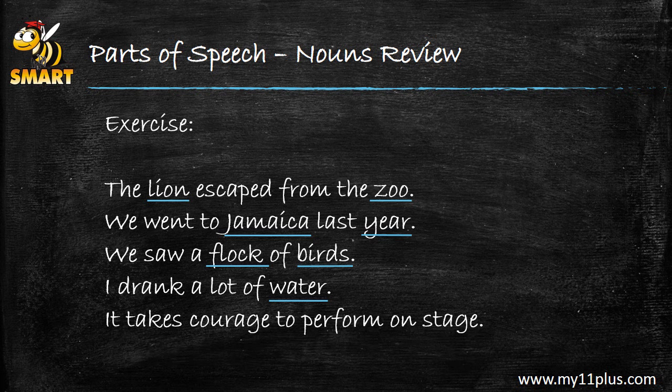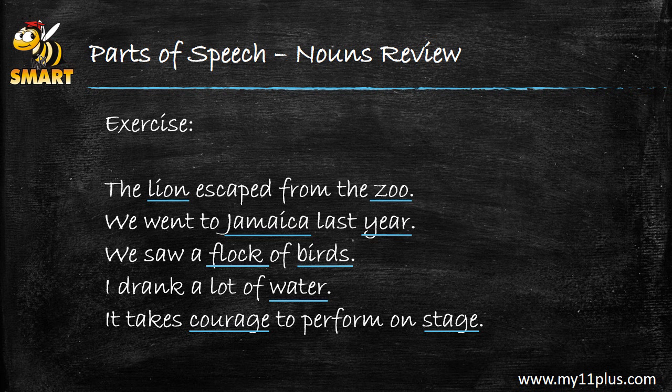And let's look at the final sentence. It takes courage to perform on stage. The first noun I found is the word courage. What type of noun is courage? Courage is a common noun because it's a general name. Courage is also an uncountable noun because you can't say I have 3 courages or there were 20 courages. Courage is an abstract noun because it can neither be seen nor touched. It's more a quality. Let's look and see if we see any more nouns in that sentence.